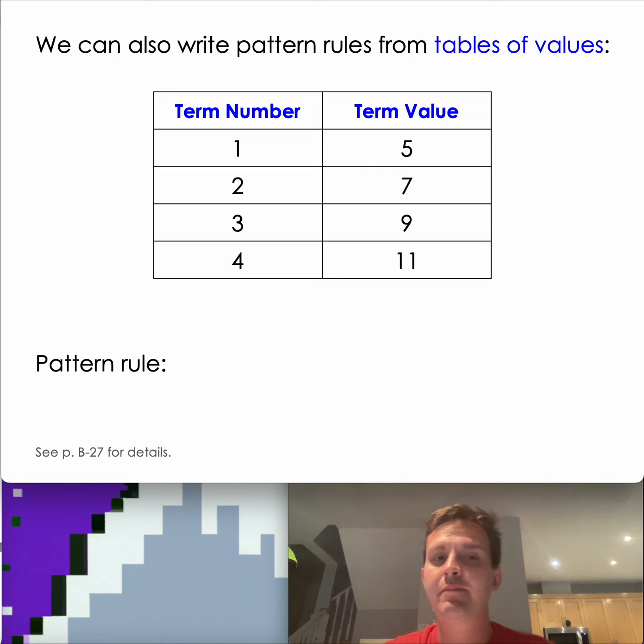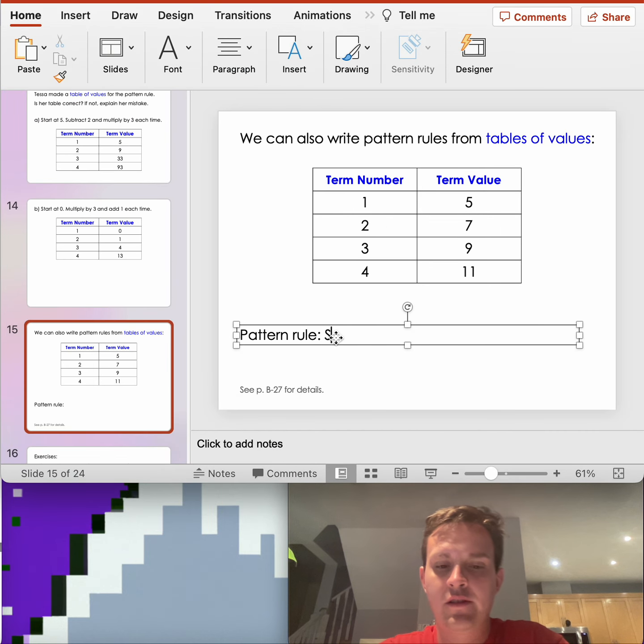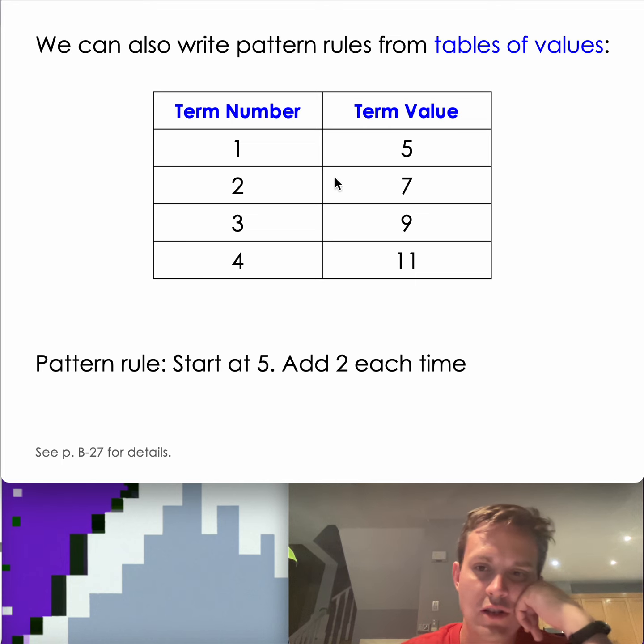You can also write pattern rules from a table of values. So here's our table of values. Term number 1 is 5, 2 is 7, 3 is 9, and 4 is 11. And so the pattern rule, you're going to start at 5, because we started at 5. Then we're going to see what we did each time. And this one here looks like it added 2 each time. There you go. So our pattern rule for this is start at 5, add 2 each time.